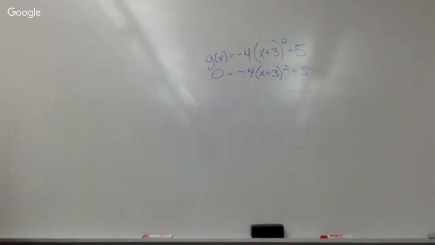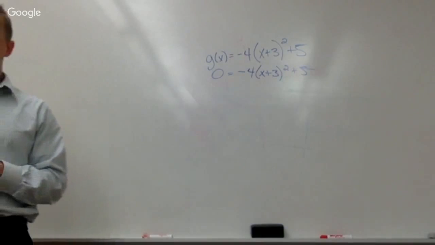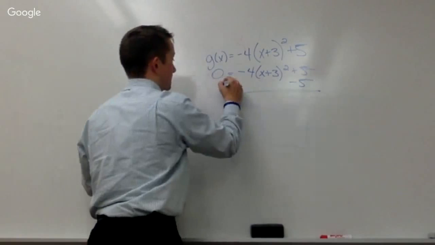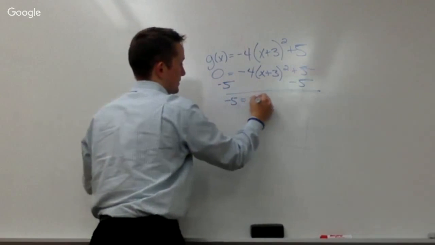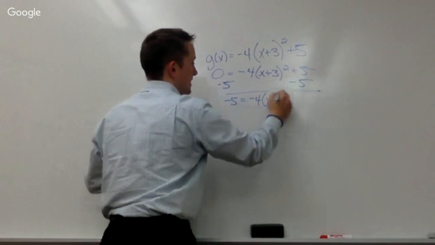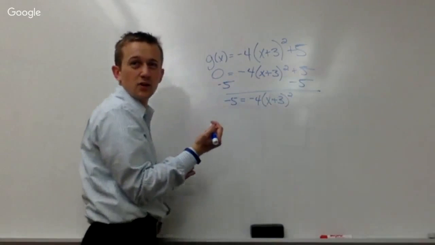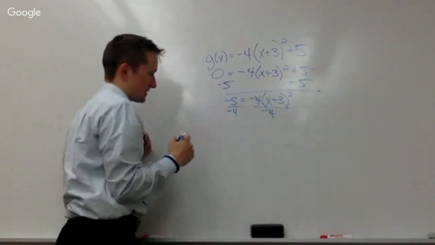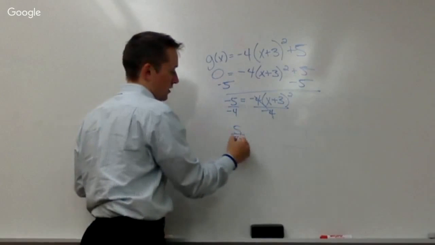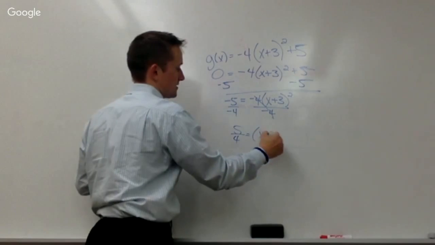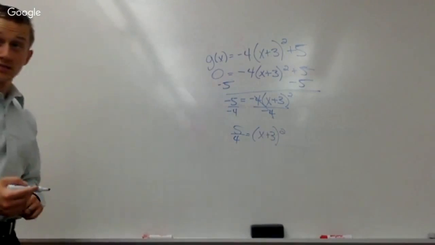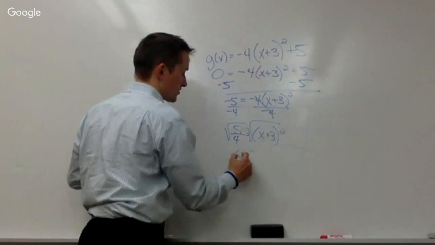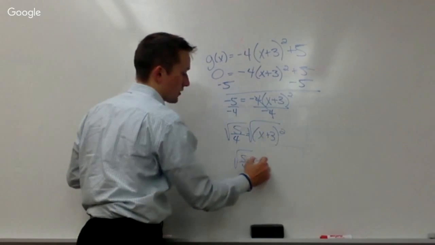X-intercepts. Good. Yeah, good, JT. So how do I solve for that? Subtract 5. Good. Then what can I do? Good. Divide by -4. If I go too quick, let me know. Okay? Slow me down. This is for y'all, so let me know. So what do I get on the left side? Good. 5/4 equals x plus 3 squared. So how do I solve for x? Square root both sides. Good. So the square root of 5/4 equals x plus 3.